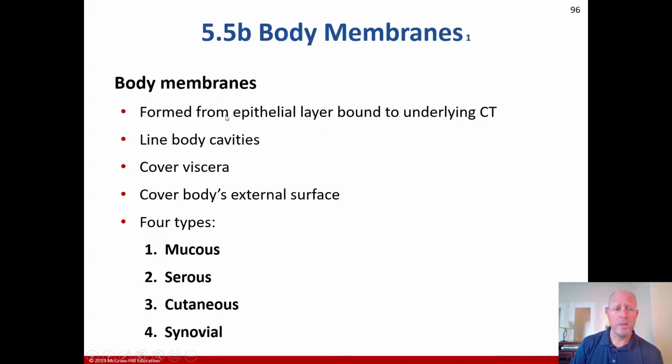As far as body membranes, they're formed from epithelial layer bound to underlying connective tissue. They line all body cavities. They cover viscera, and they cover the body's external surface as well. And the 4 types are mucous, serous, cutaneous, and synovial.